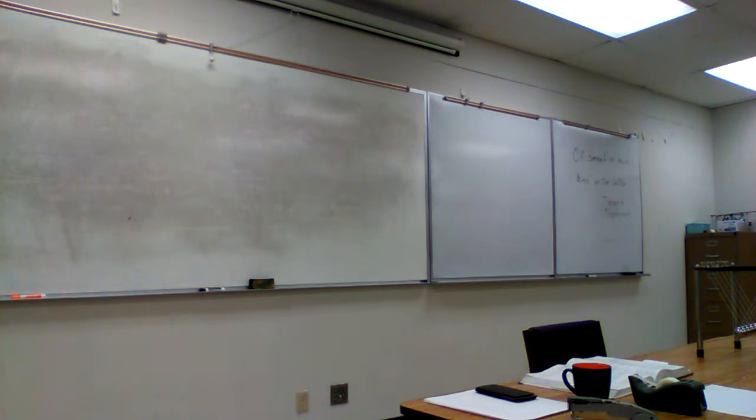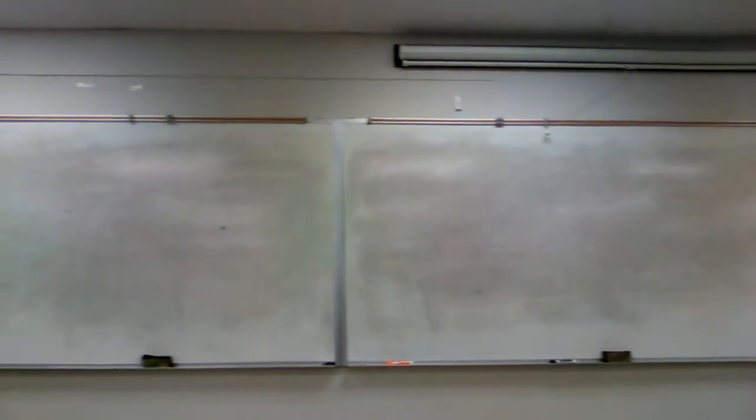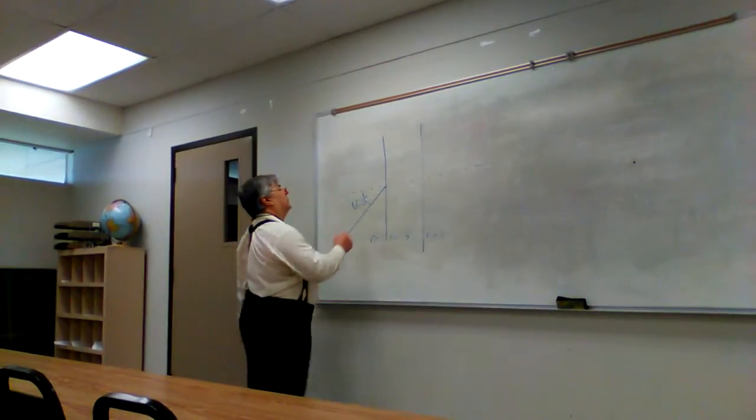Here is our flat piece of glass. Here is our normal to the glass. This ray comes in at 60 degrees. N equals 1, N equals 1.5, N equals 1 again.